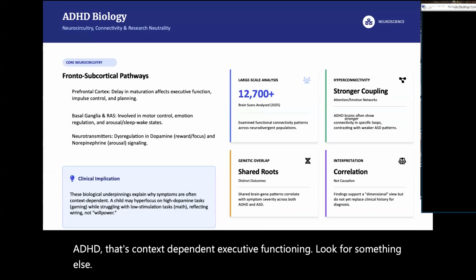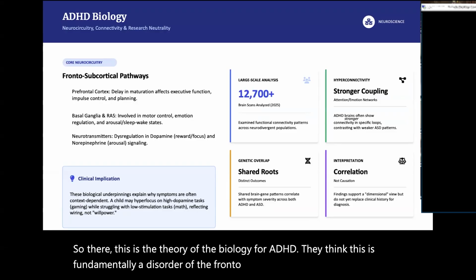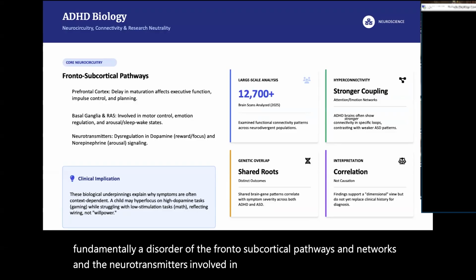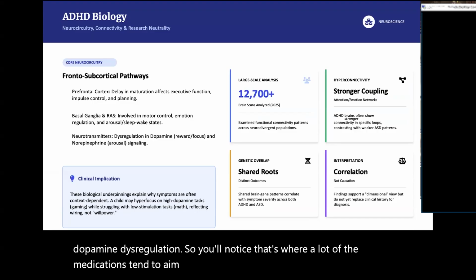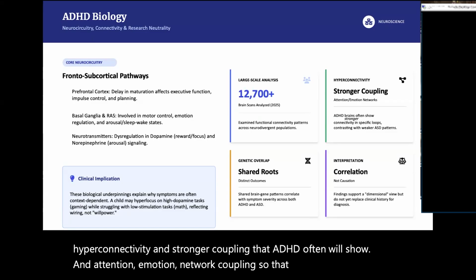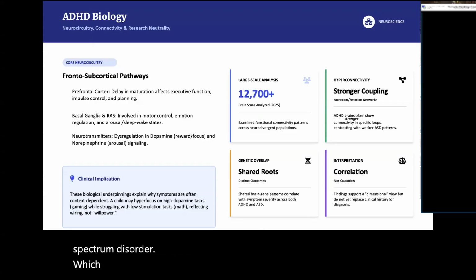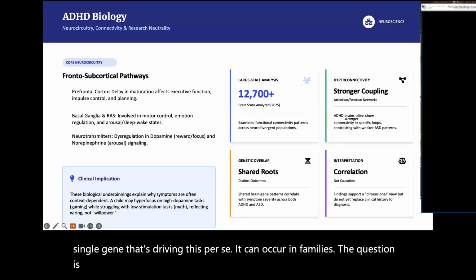So this is the theory of the biology for ADHD. They think this is fundamentally a disorder of the fronto-subcortical pathways and networks, and the neurotransmitters involved in this are norepinephrine and dopamine dysregulation. So you'll notice that's where a lot of the medications tend to aim themselves. There is a theory about hyperconnectivity and stronger coupling that ADHD often will show in attention emotion network coupling. So that contrasts it with autism spectrum disorder, which typically shows a weaker or underconnected pattern. But there is no single gene that's driving this per se. It can occur in families. The question is, is it a learned behavior or a biological determinant? Depends on your school of thought.